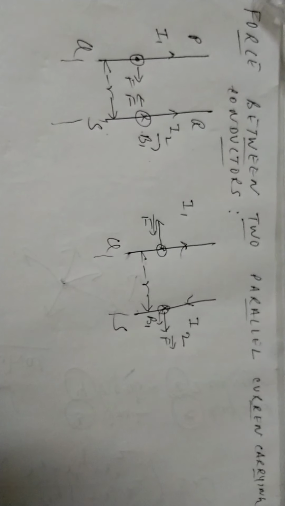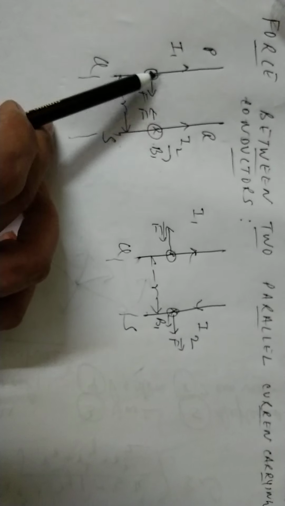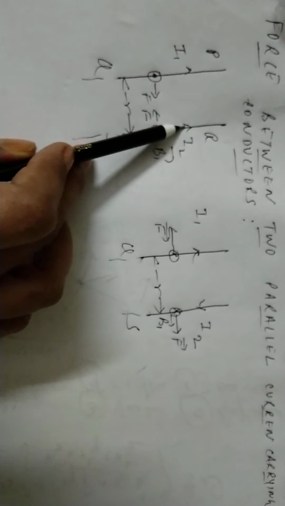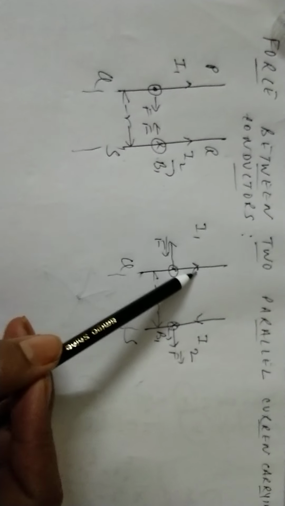Students, today we are going to do the force between two parallel wires carrying current. That is the force between two parallel current carrying conductors. You can see in the figure there are two wires or conductors P and Q. In this case the current is being carried in the same direction. You can see the direction of the current. I1 and I2 are in the same direction, but in this other case the current is in the opposite direction.